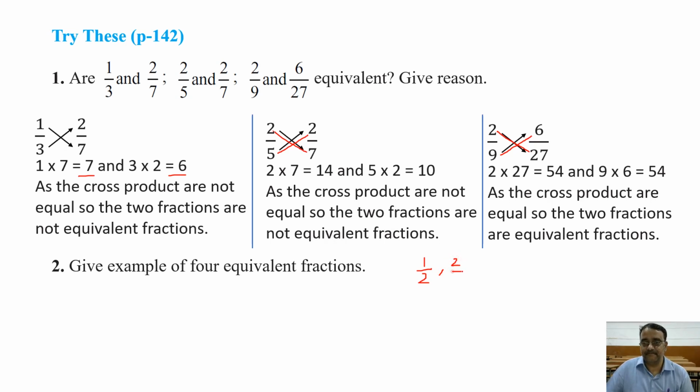2 by 4. Again, multiply 3 with it, numerator and denominator. 3 by 6. Again you multiply 4 to the numerator and denominator. 4 by 8. Very good. Only 4 we have to write. So 1 by 2, 2 by 4, 3 by 6, 4 by 8.